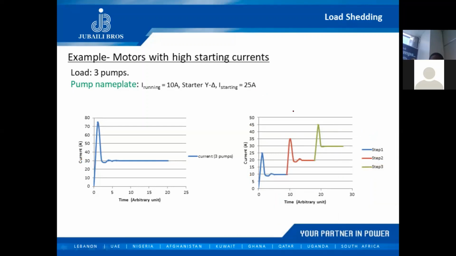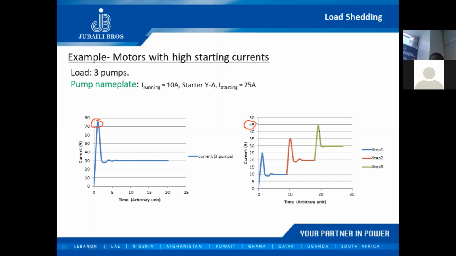Okay, so what's the main difference here? Look, guys, in case number 1, I overshoot up to 75 amps versus applying load shedding where we only reached 45 amps. That's a major difference. It's really big when it comes to sizing the generator to feed these 3 pumps. So the same load, the same pumps, much bigger difference in current.